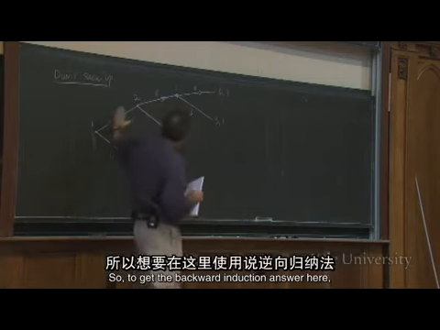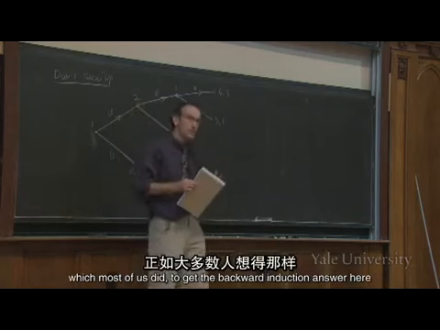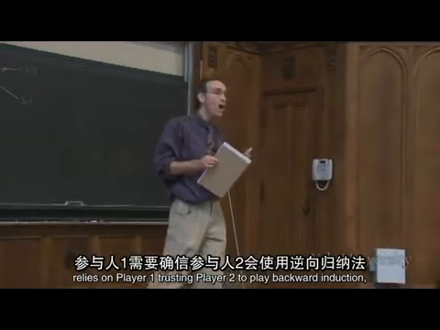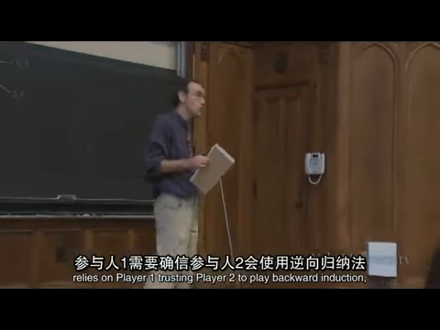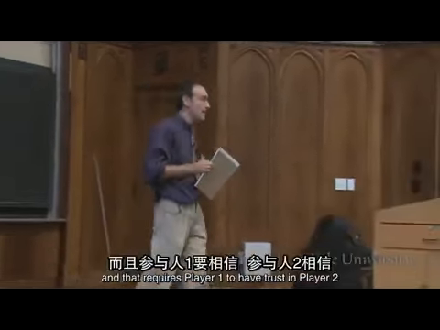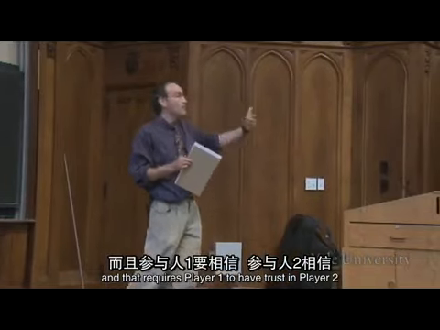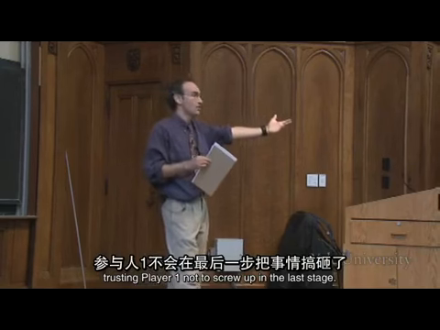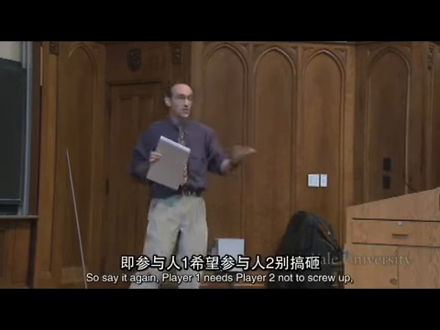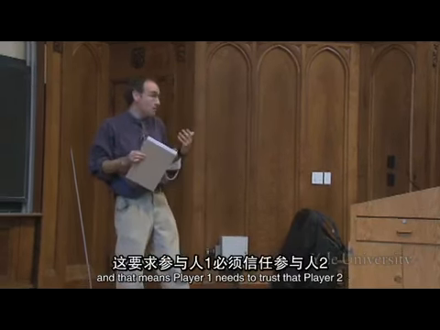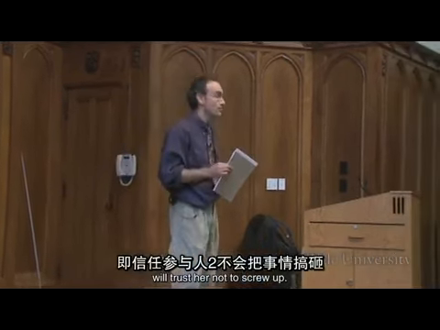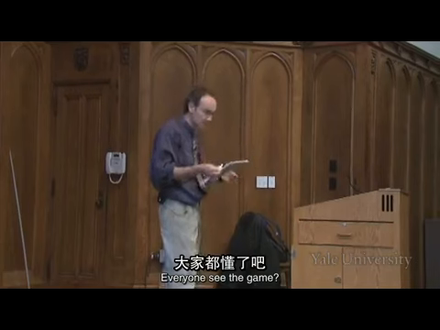All right? So to get the backward induction answer here, which most of us did, relies on player 1 trusting player 2 to play backward induction, and that requires player 1 to have trust in player 2, trusting player 1 not to screw up at the last stage. So say it again, player 1 needs player 2 not to screw up, and that means player 1 needs to trust that player 2 will trust her not to screw up. All right, everyone see the game?